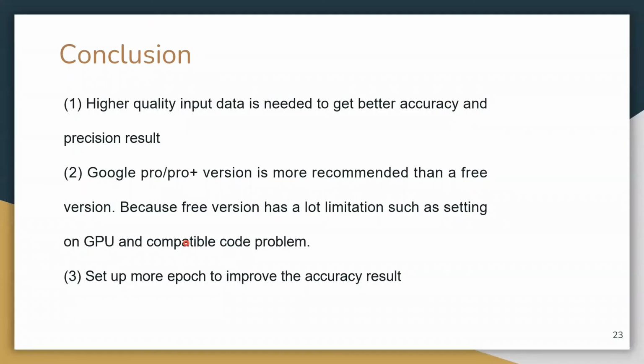Now we come to the conclusion, and this model still has a lot of limitations and needs some improvement. We need higher quality input data, because higher quality input data is needed to get better accuracy and precision results. And I think the Google Colab Pro or Pro Plus version is more recommended than the free version, because the free version has a lot of limitations such as settings on the GPU and compatible code problems. And the last, set up more epochs to improve the accuracy results.